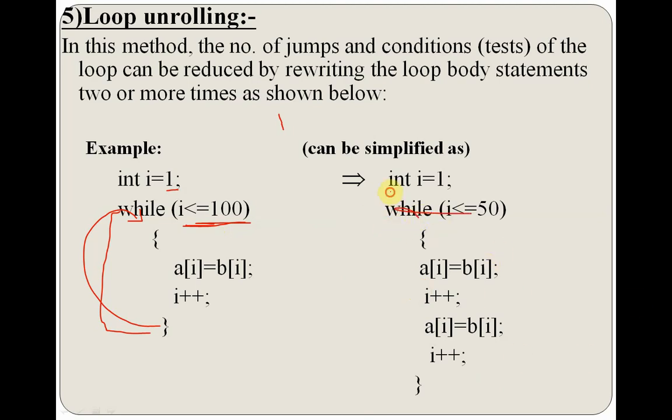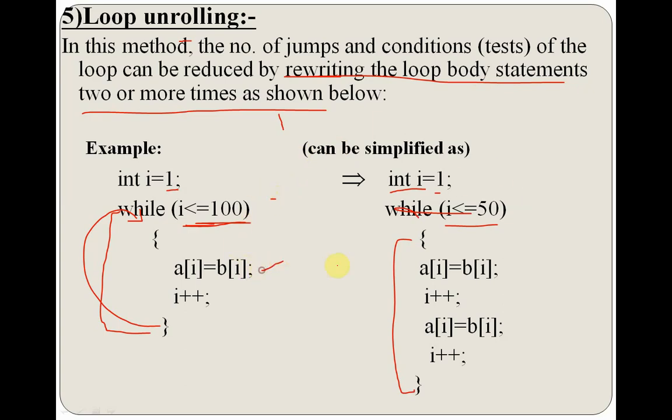See here, int I equal to 1, I less than or equal to 50 means the loop is repeated 50 times only, 1 to 50, but gives the same value. See here how this code is written. We can rewrite the loop body statements 2 or more times as shown below. So we can rewrite the loop body statement so that the body of statements is repeated 2 or more times to achieve the same meaning.